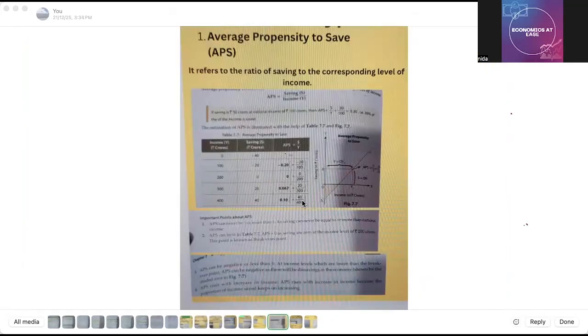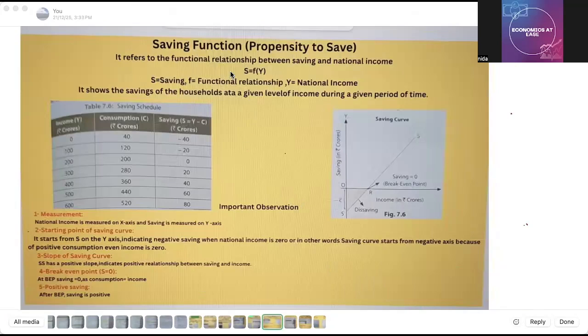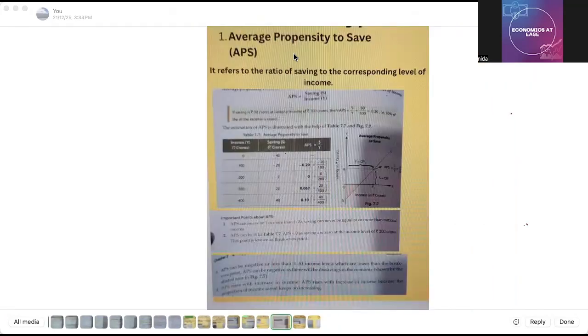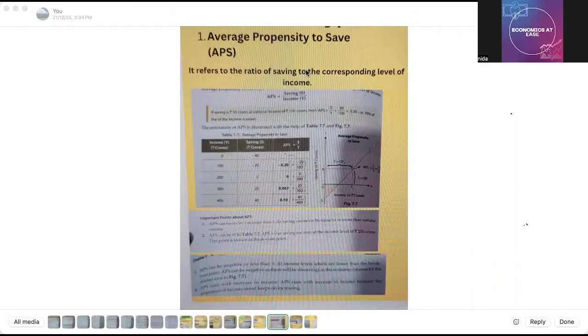Now like consumption function, saving function is also of two types, that is average propensity to save and marginal propensity to save, okay. So first we are going to discuss the average propensity to save. Average का मतलब क्या हो गया, that is how much I am saving, refers to a ratio of saving to the corresponding level of income, कितना हमने save करी है, right?